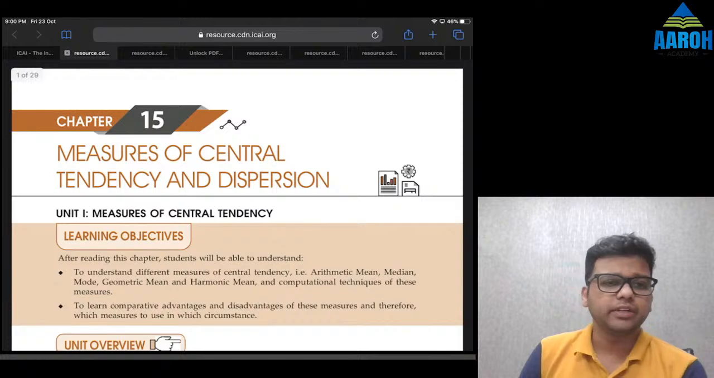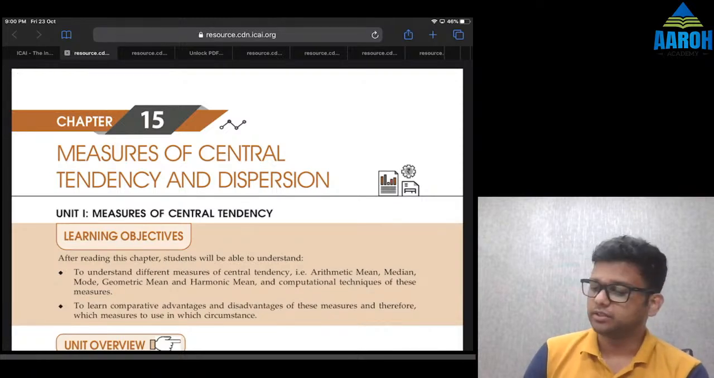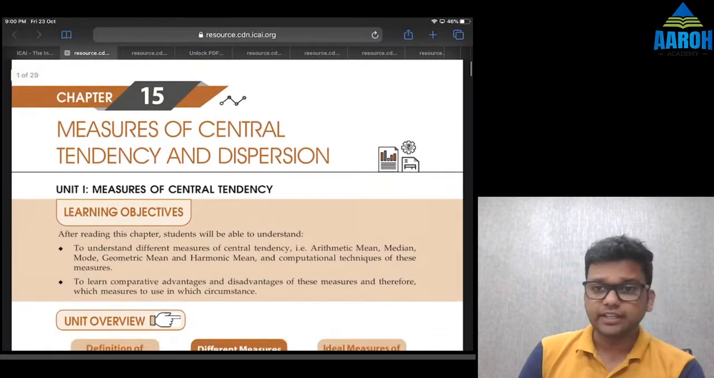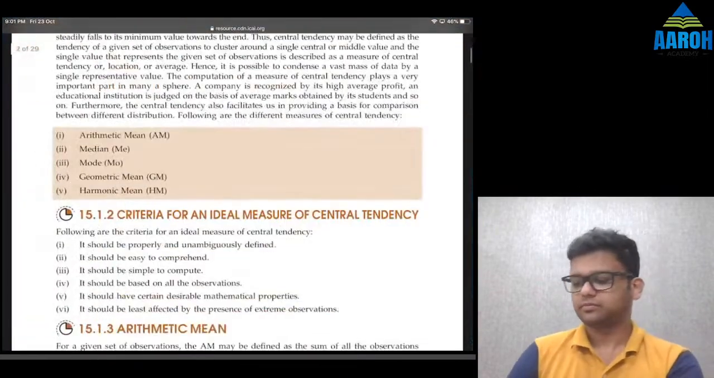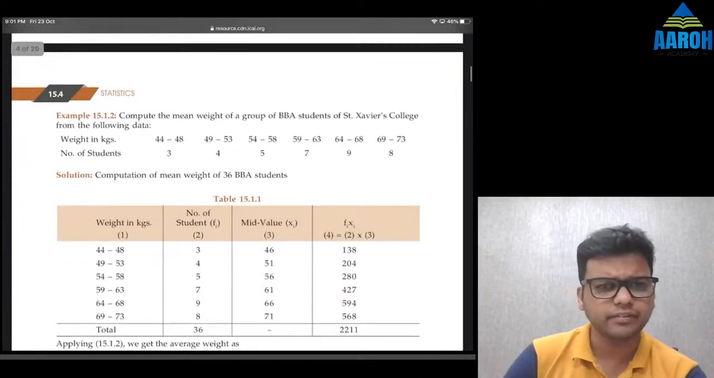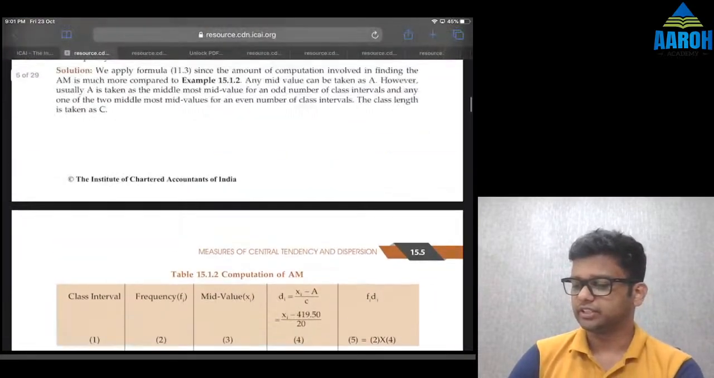Questions of calculation we will not take now, we have already covered those. Let's start with central tendency. Not all questions will be solved, only some of the questions now.